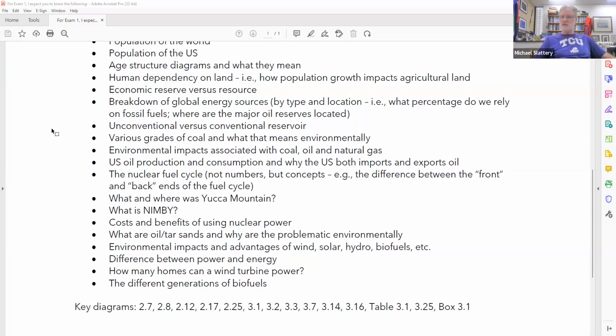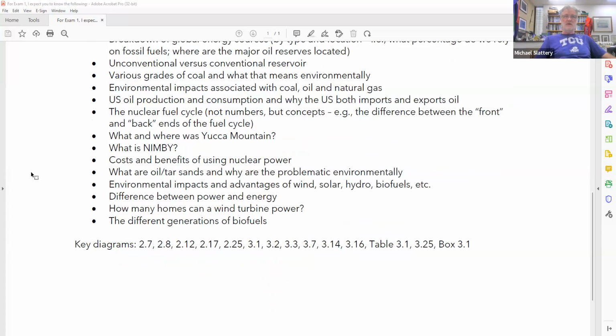I expect you to know how many billion barrels of oil the world uses each day and how many we use in the US. And then why we both import and export oil. The nuclear fuel cycle, please don't go into huge amounts of detail there, but you do need to know the difference between the front end and the back end of the nuclear fuel cycle. Where and what was Yucca Mountain? What is NIMBY? So we talked briefly about that.